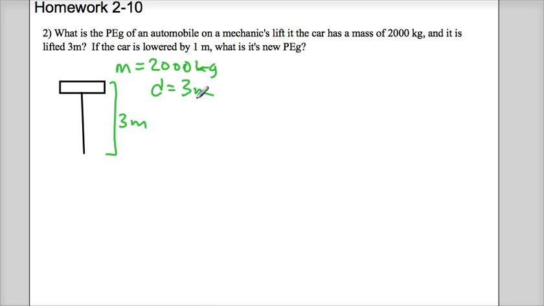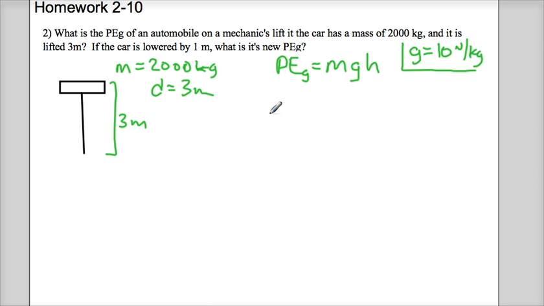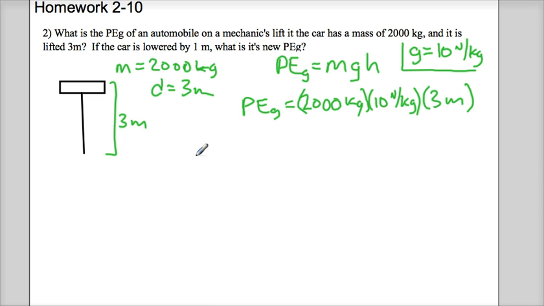So this one, the solution is a bit simpler. We have an equation that refers directly to this. Potential energy of gravity is equal to the mass times gravity times height, where g, gravity, is 10 newtons per kilogram. Okay, that's a constant. Again, that's always given. So some simple substitution makes it look like this: 2,000 kilograms times 10 newtons per kilogram times a height of 3 meters.